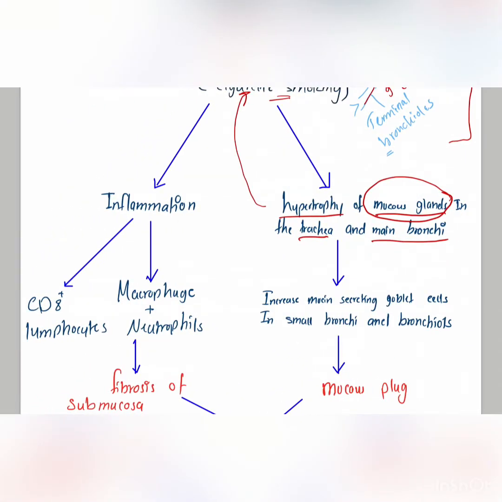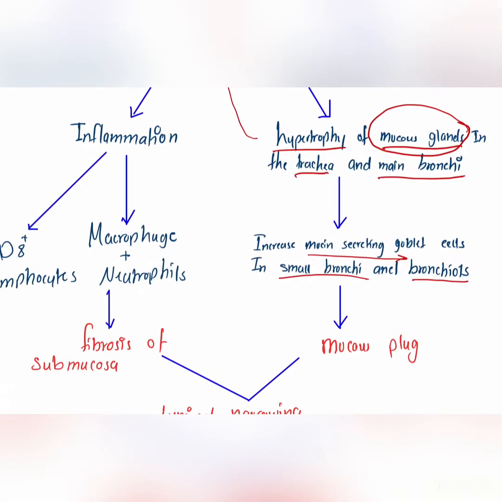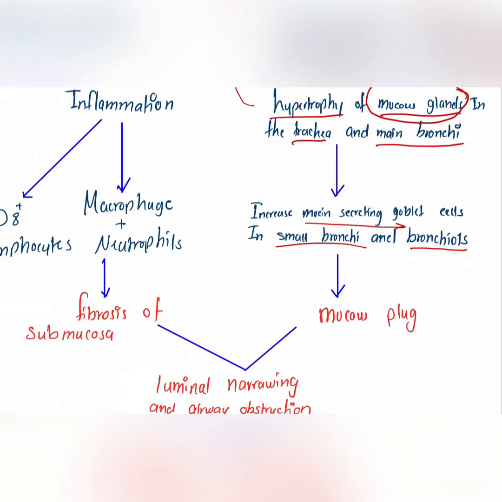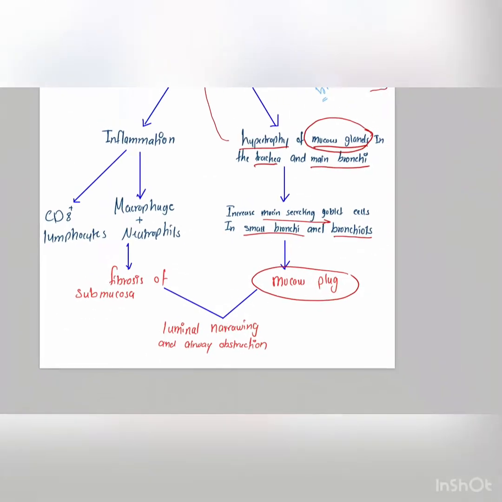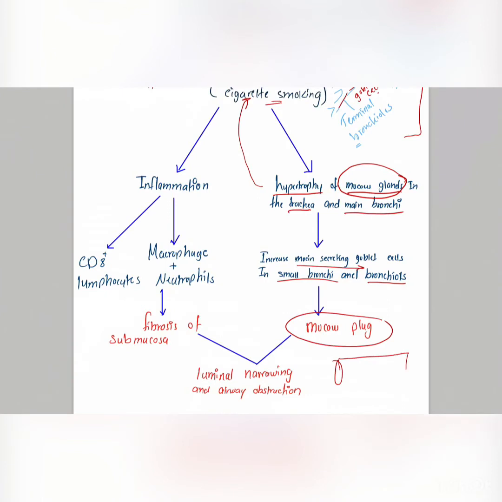The other main pathological feature is increased mucin-secreting goblet cells in small bronchi and bronchioles. The goblet cells will increase in number, in the small bronchi and bronchioles. As a result of hypertrophy and hyperplasia, what will happen? There will be a mucus plug. Imagine the lumen of the main bronchi, and hypertrophy of the submucous gland will secrete a lot of mucus. So what will happen? We will have a mucus plug and obstruction of the lumen.